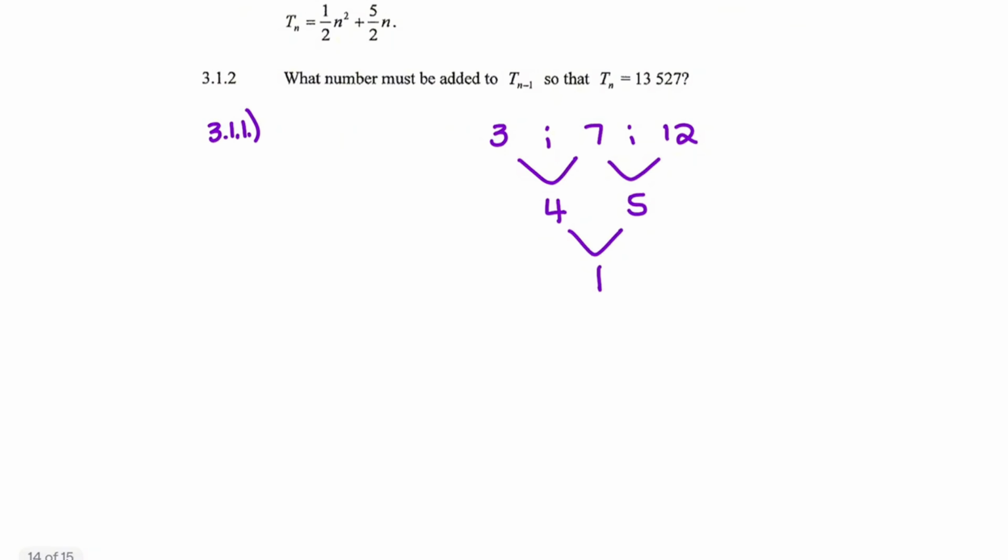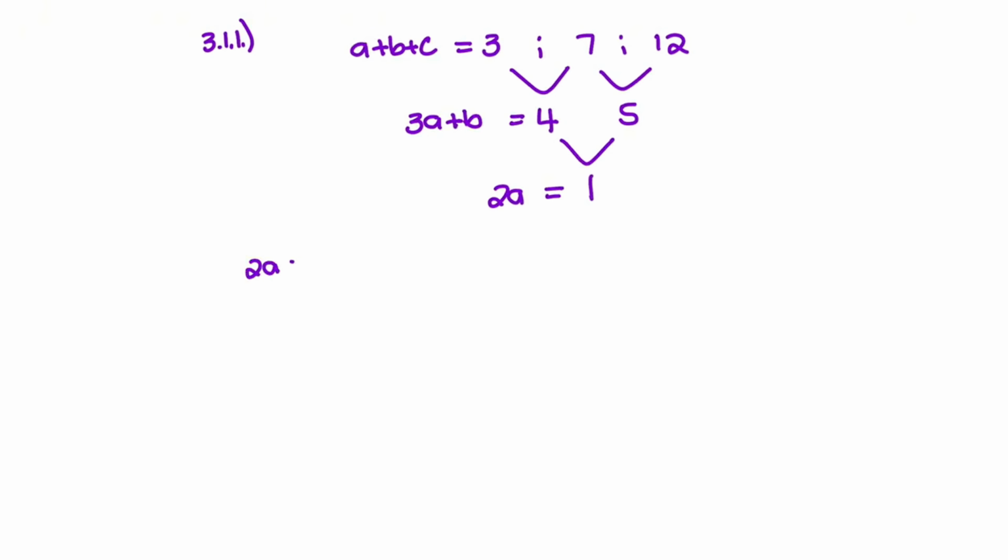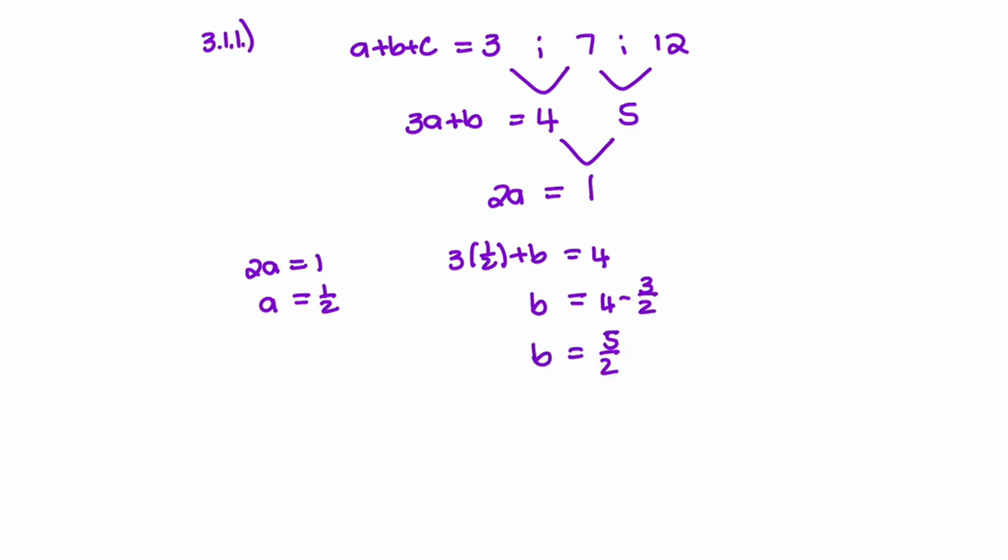Now remember that 1 would be equal to 2a, the 4 would be equal to 3a plus b, and the 3 would be equal to a plus b plus c. So now we can solve a, b, and c. So 2a is equal to 1, therefore a is equal to a half. 3 times a half plus b is equal to 4. So when I solve b, I have 4 minus 3 over 2, and that becomes 5 over 2.